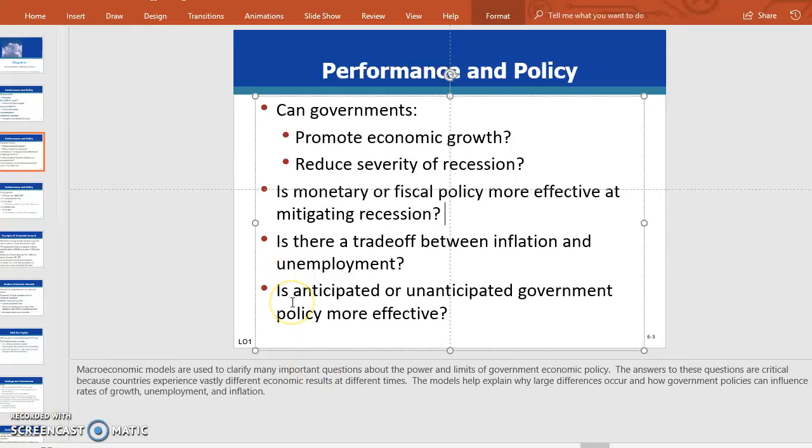Yeah. So this is the second part of the lecture on chapter 6. We were discussing, in the middle of this slide, whether anticipated or unanticipated government policy is more effective.